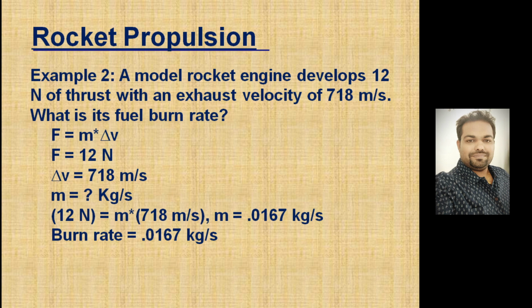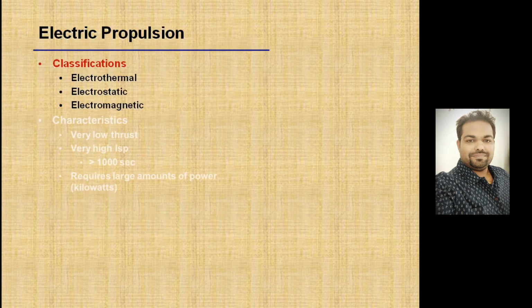Using fundamental relations. Let's go to the advanced propulsion rockets. The first one is electric propulsion. Electric propulsion rockets are divided into three categories: electrothermal, electrostatic, and electromagnetic. By simply providing electricity, you can generate the temperature, and that can be expanded to get the thrust, called electrothermal.